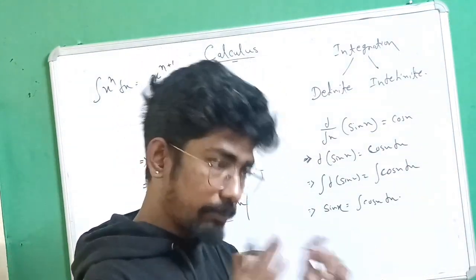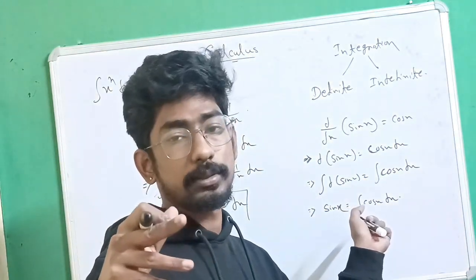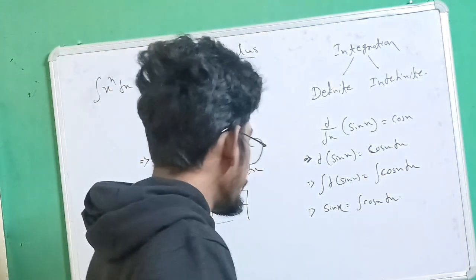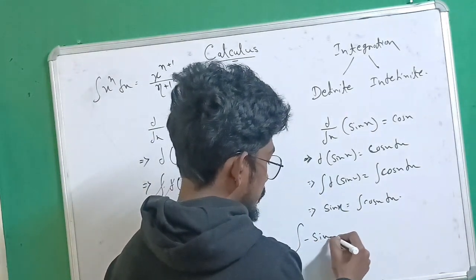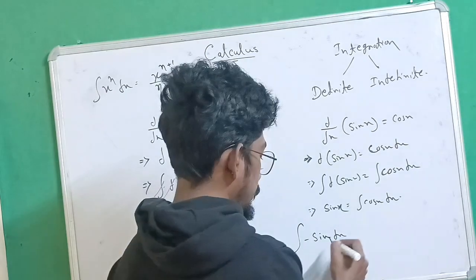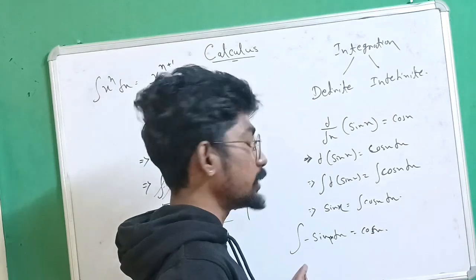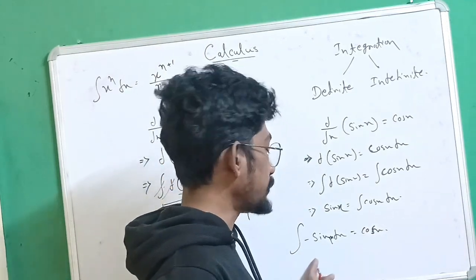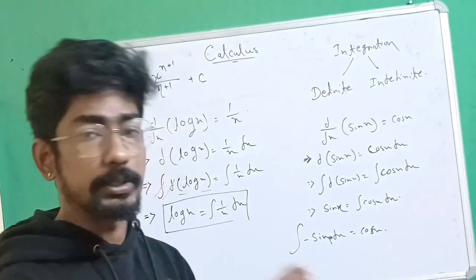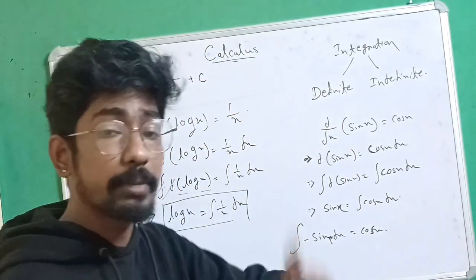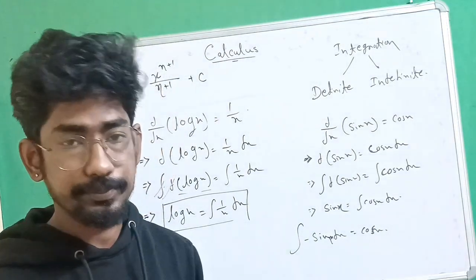Opposite. If you remember the differentiation formula, differentiation of sin x is cos x, that means integration of cos x will be sin x. Similarly, what will be the integration of minus sin x? You will get cos x, because differentiation of cos x was minus sin x. Same thing, always opposite. Just remember this comment. I think your brain will be less stressed while solving this.